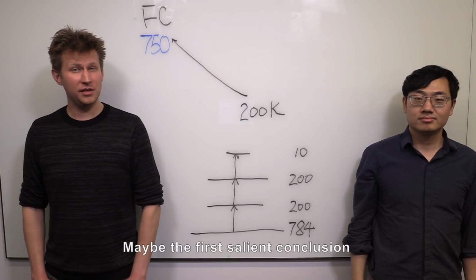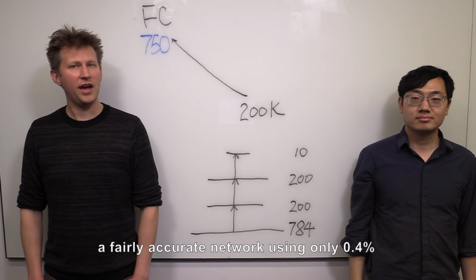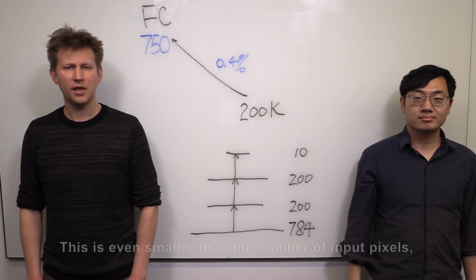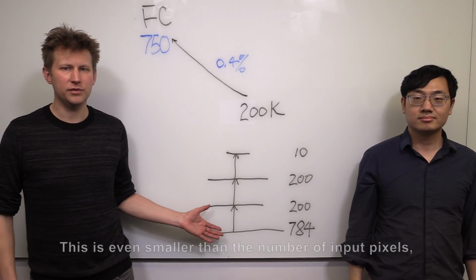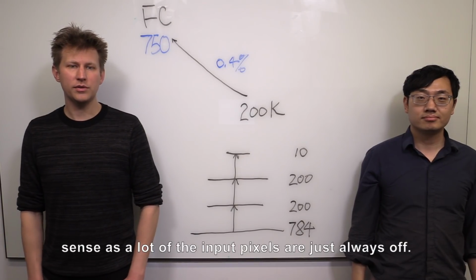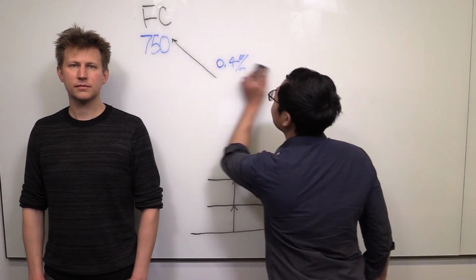So maybe the first salient conclusion is that 750 is pretty small. We've somehow found a fairly accurate network using only 0.4% of the available degrees of freedom. This is even smaller than the number of input pixels, which in the case of MNIST makes at least some sense, as a lot of the input pixels are just always off. So let's think about what else this number 750 means.